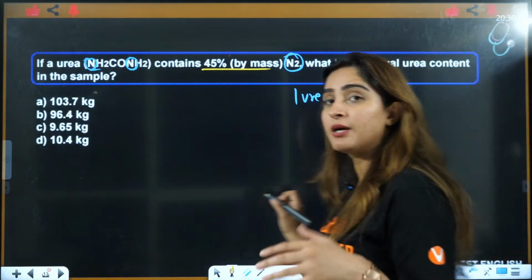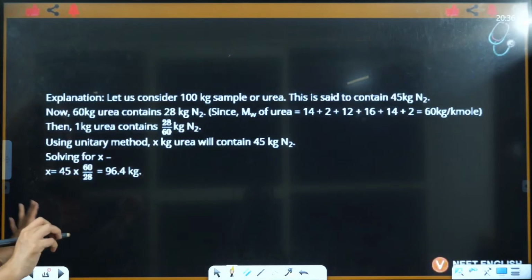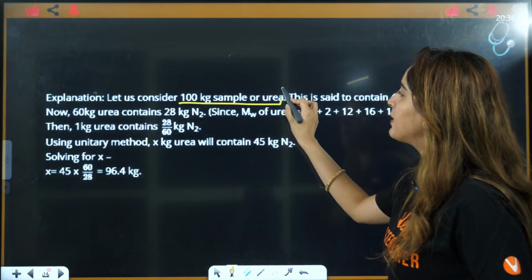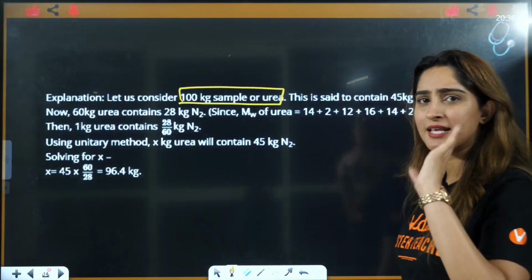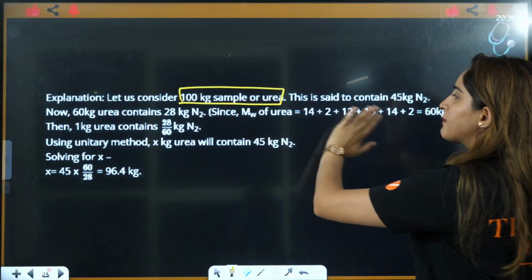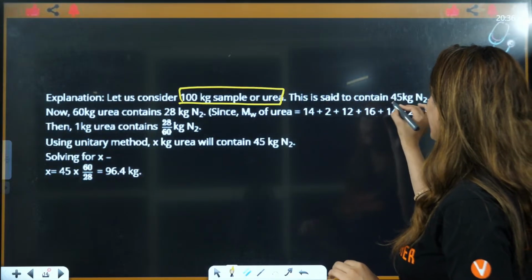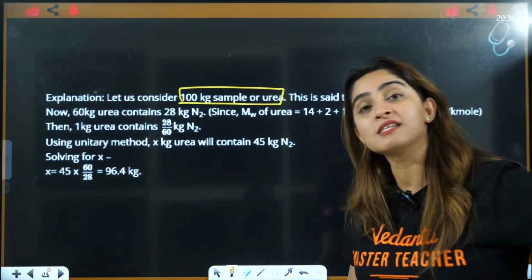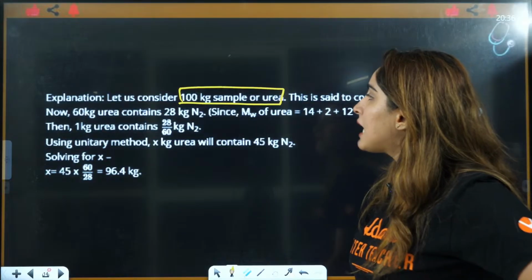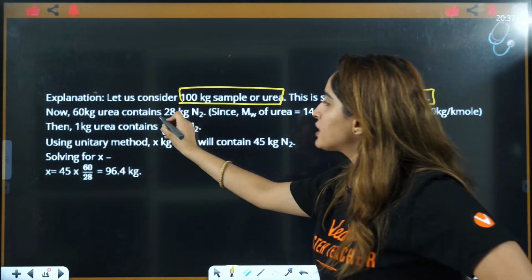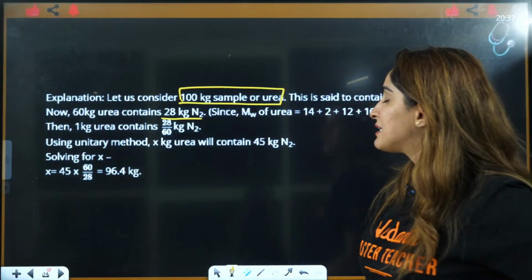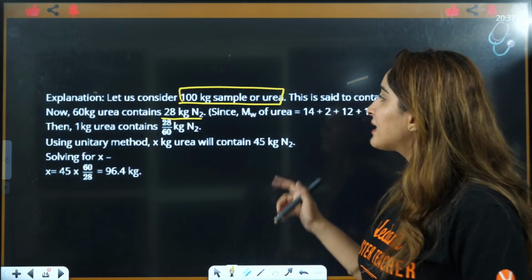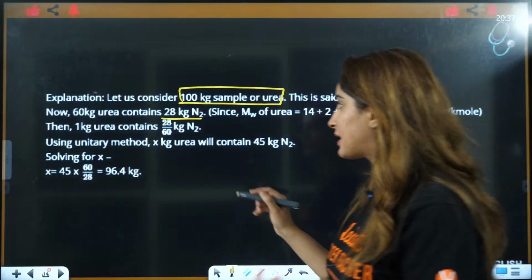So you can relate it with the molar mass also. Let's see how we are going to do it. First, let us consider a 100 kilogram sample of urea. This is taken as an example. This is said to contain 45 kilogram of nitrogen. Ma'am, can I take it in gram? Yes, you can, you will get the same answer. Now, 60 kilogram of urea contains 28 kilogram of N2. We are actually comparing this with the molar mass, where 60 is the molar mass of urea.